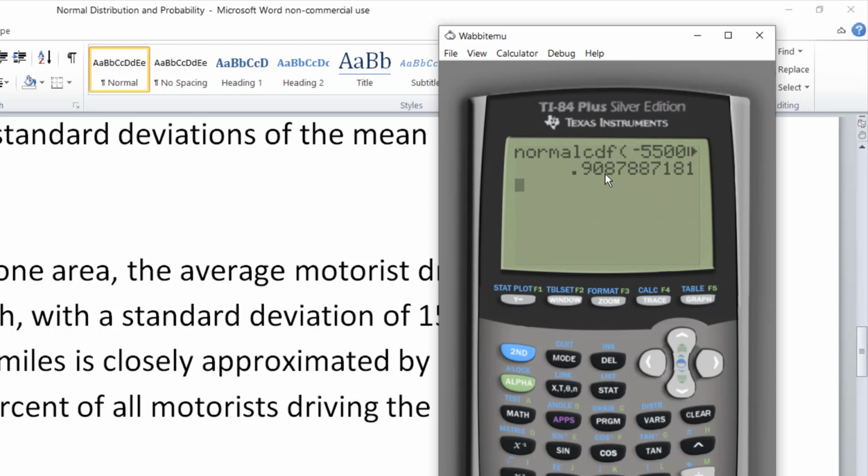Now, if they wanted the actual number of drivers in that particular category and they gave you the number of drivers, then all you had to do was multiply the percent as a decimal, which I would just leave this way, and then multiply it by the number. So in this case, just 90.9%.